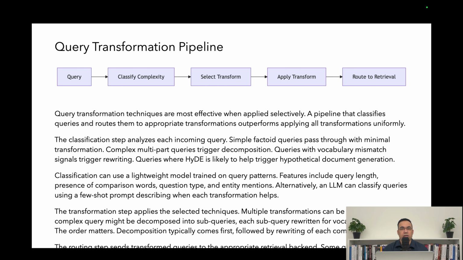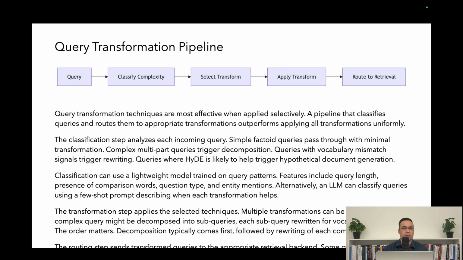Let's talk about building a complete query transformation pipeline that combines these techniques. Query transformation techniques are most effective when applied selectively. A pipeline that classifies queries and routes them to appropriate transformations outperforms applying all transformations uniformly. The classification step analyzes each incoming query. Simple factoid queries pass through with minimal transformation. Complex multi-part queries trigger decomposition. Queries with vocabulary mismatch signals trigger rewriting. Queries where HyDE is likely to help trigger hypothetical document generation.